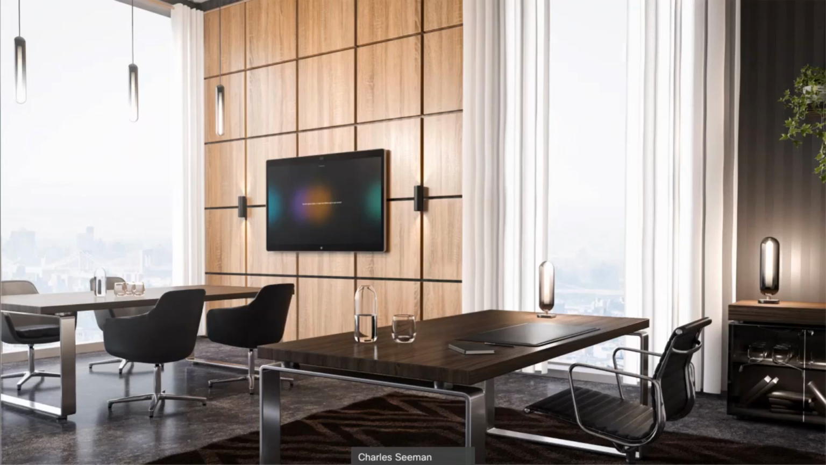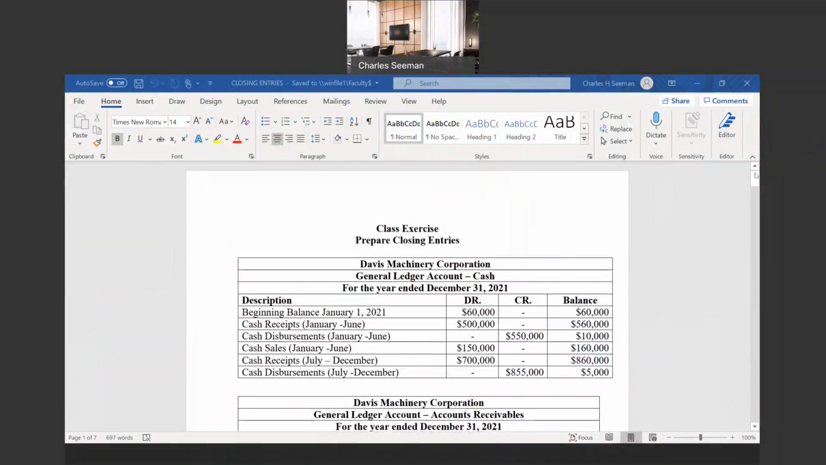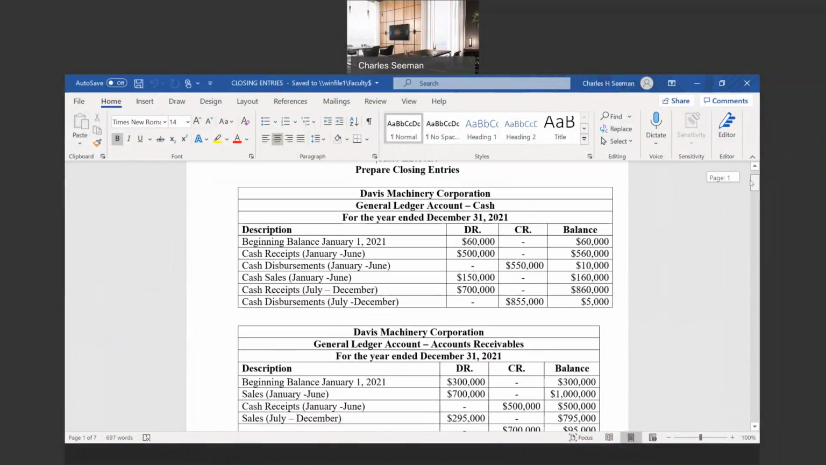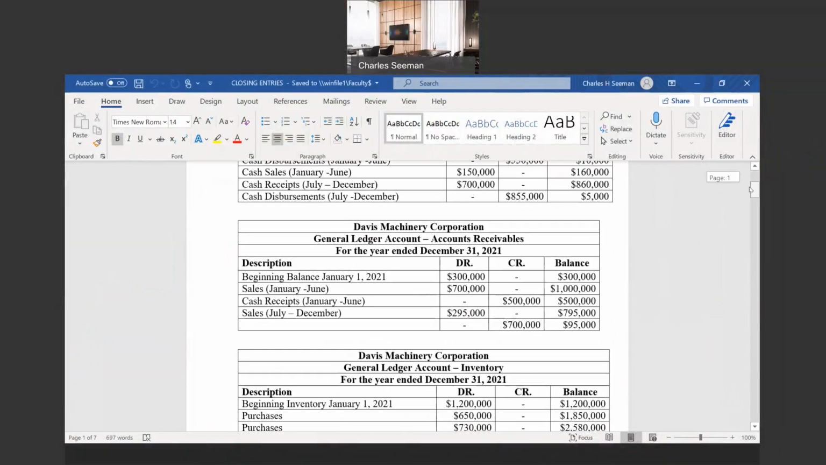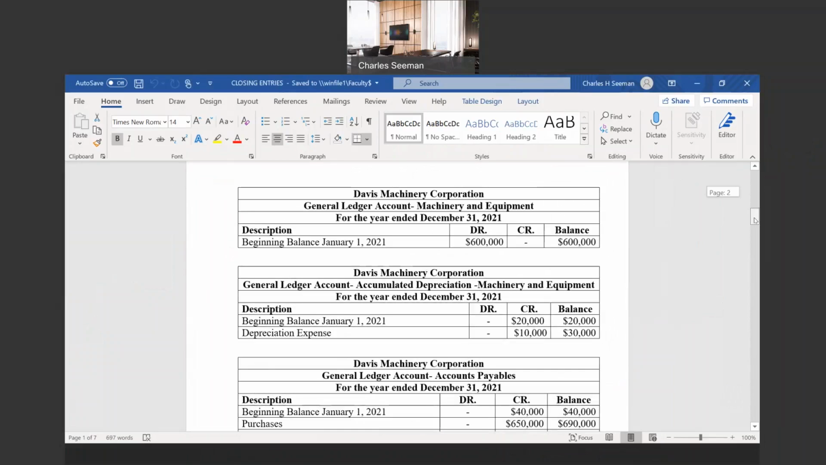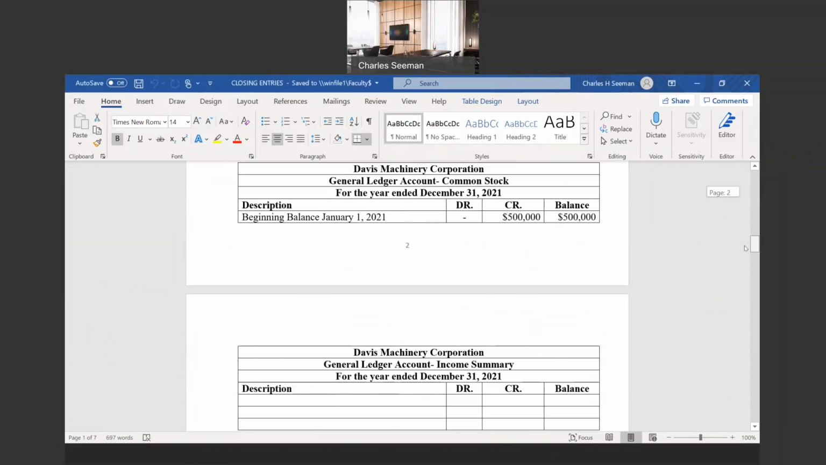Okay, so I'm going to share now the content of a Word document with you. We have posted certain general ledger accounts, as you can see. We've made certain entries for the year ended December 31st, 2021, and now we're ready to close the books, close the accounts. These are all the general ledger postings that we have for a year.